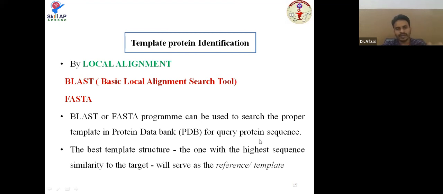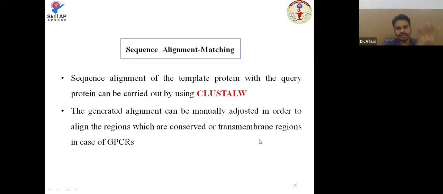Once we have identified a template protein, then we need to see the sequence alignment. That is, we try to match the template protein with our query protein. The sequence alignment of template protein with query protein can be carried out by using ClustalW. This is another software. The generated alignment can be manually adjusted in order to align the regions which are conserved or transmembrane regions in case of the G protein coupled receptors.